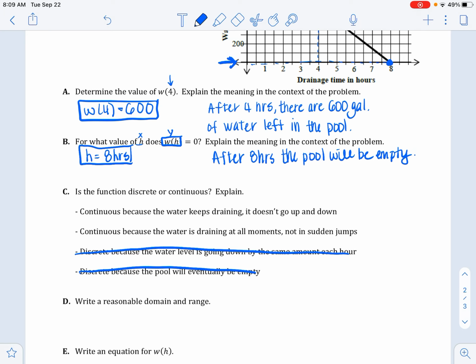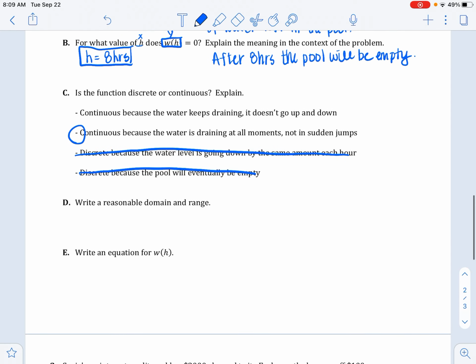All right, continuous. Is it continuous because the water keeps draining? It doesn't go up and down. Does that have anything to do with it? Is this a continuous function? That's a continuous function, so that can't be the answer. Continuous because the water is draining at all moments and not in sudden jumps. There we go. It's always draining. That's why there are all those points connected.